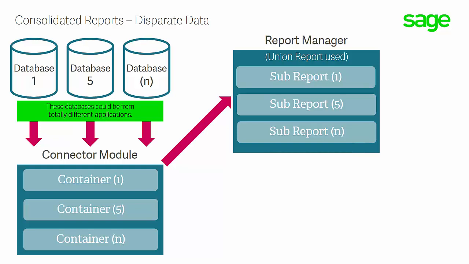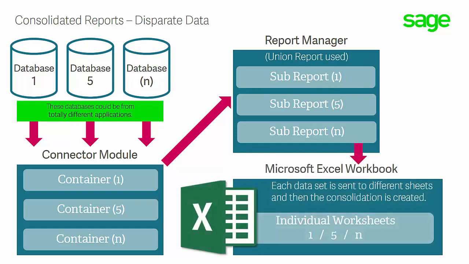Once I've got each of those reports, I can then combine them into what's called a union report, where each of the sub-reports are sent to a different sheet inside of Excel. So as you see on the slide, there's individual worksheets in this workbook. The first worksheet will receive the database 1 information, then another worksheet will receive database 5's, then there's going to be another worksheet that will receive database N, and so on.